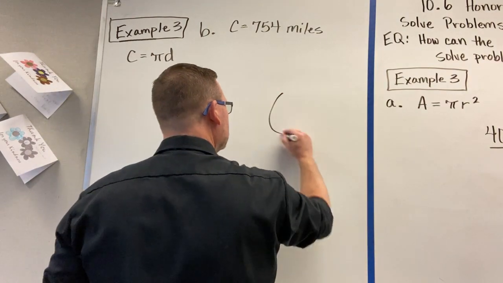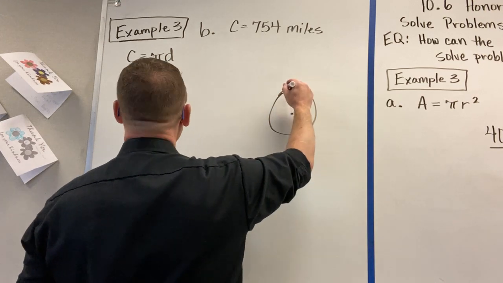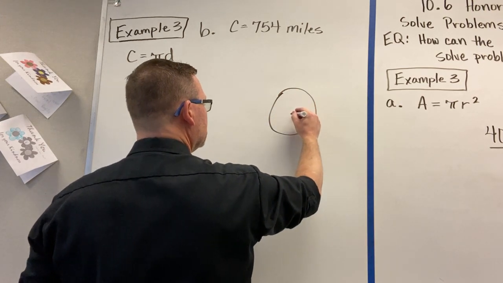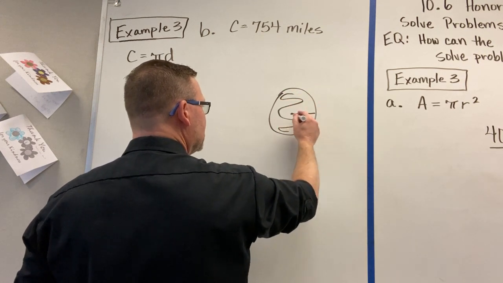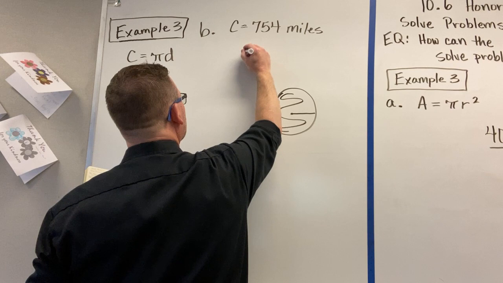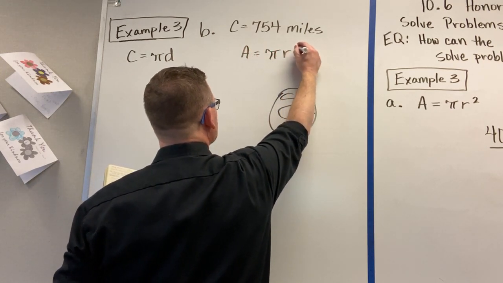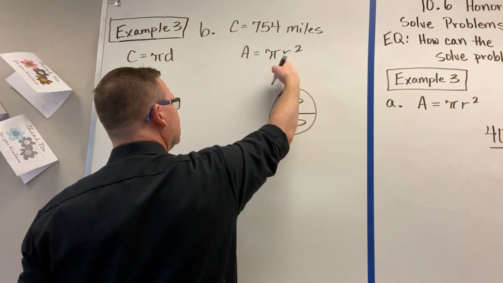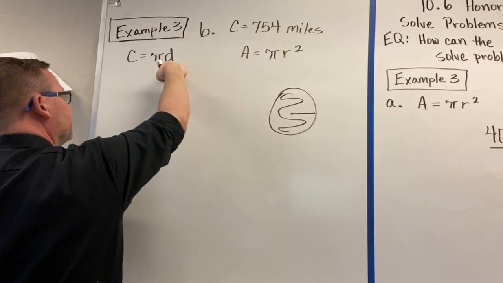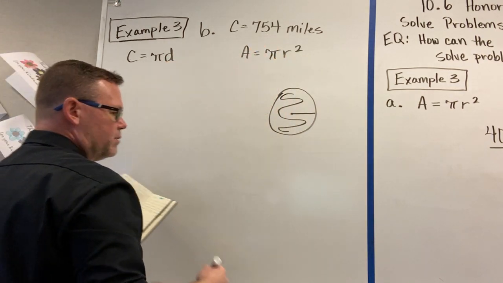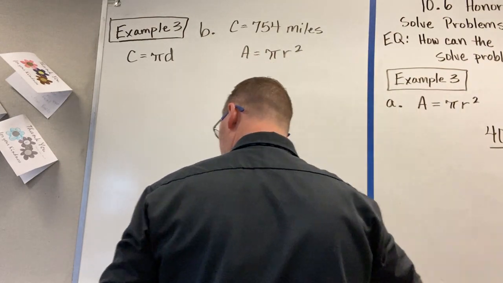In other words, here's this, right? And they're saying that the circumference around this is 754 miles. We need to figure out how much the area would be in this. That means area is going to equal pi multiplied by radius squared. So if we're finding the area, I need to know the radius, right? The only way to do that with the circumference is to find the diameter first and then divide it by 2. Okay? Like I said, these problems are complicated.